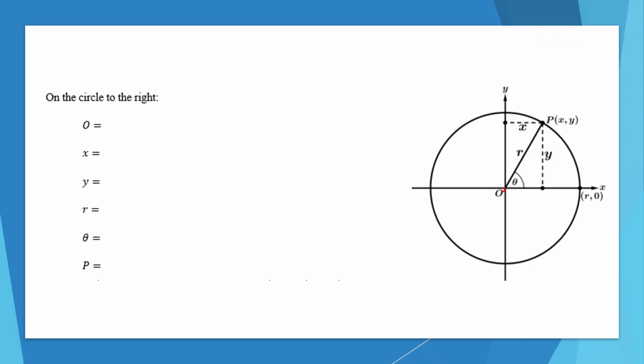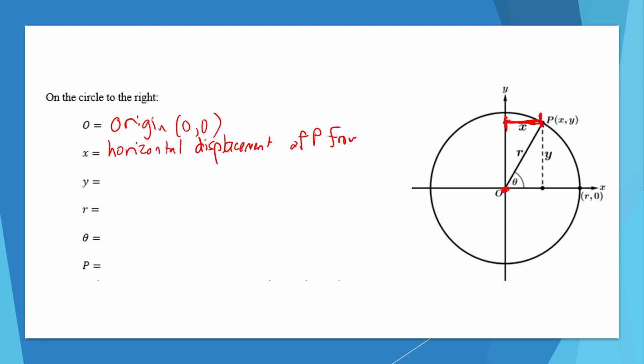O is going to be the origin, which is the point (0, 0). X here, if we take a look at that dotted line, what is that dotted line exactly? That is the distance from P to the y-axis. And so we are going to call this the horizontal displacement of P from the y-axis, because that is what x is.